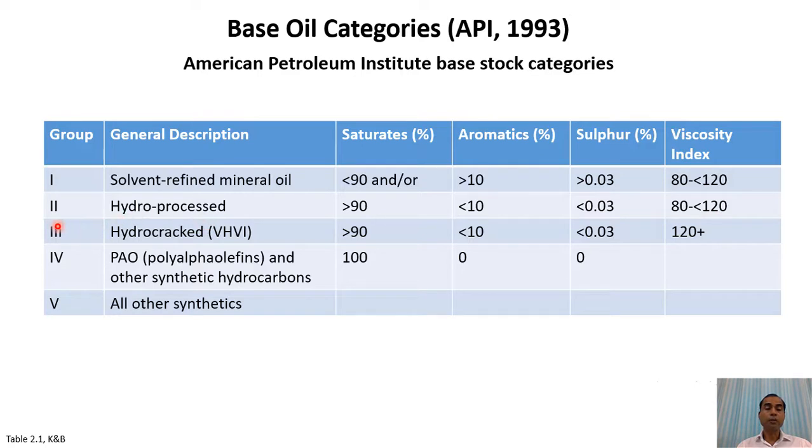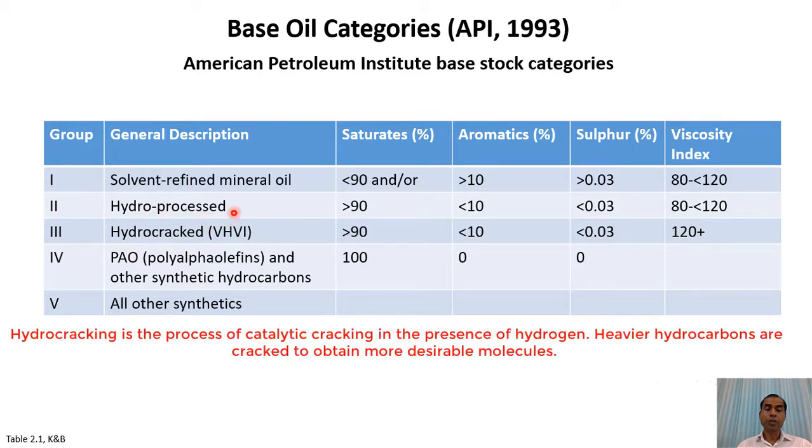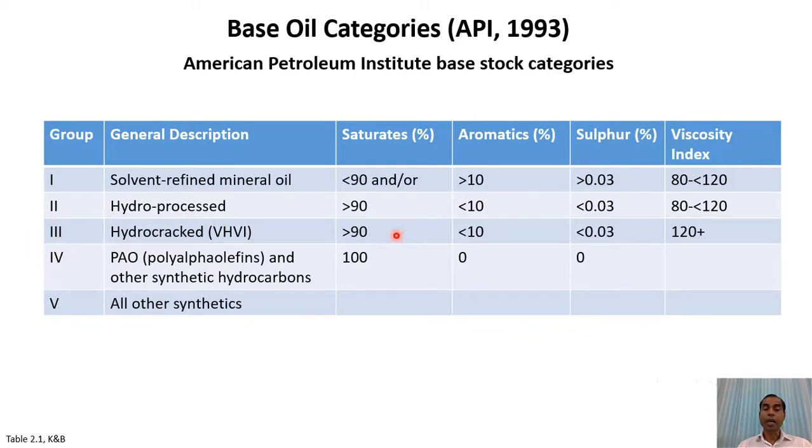But after further refining, group 3 is formed, and this is formed by the hydrocracked process. These are a much purer form of base stock, the same hydrocarbon oil that we obtain from petroleum, but much more refined, and they have a higher content of saturates, a lower amount of aromatics, and the sulfur is also low. And these lubricants in group 3 have a viscosity index of 120 or higher.